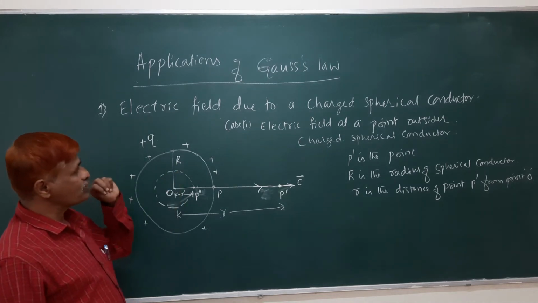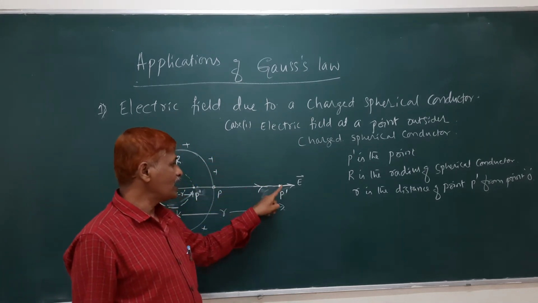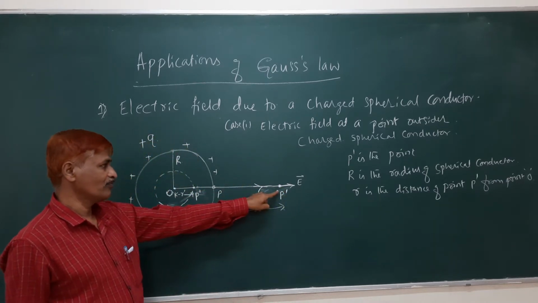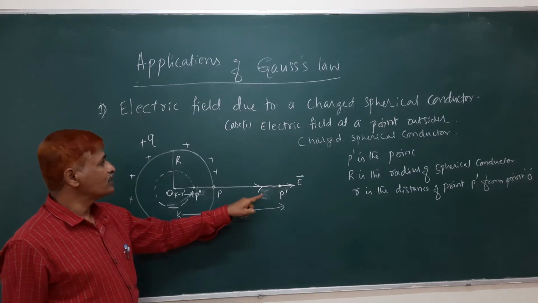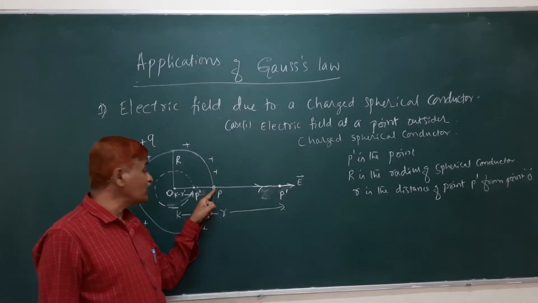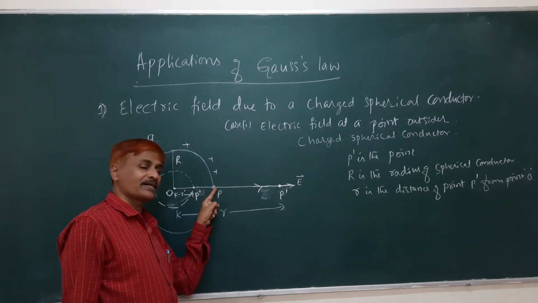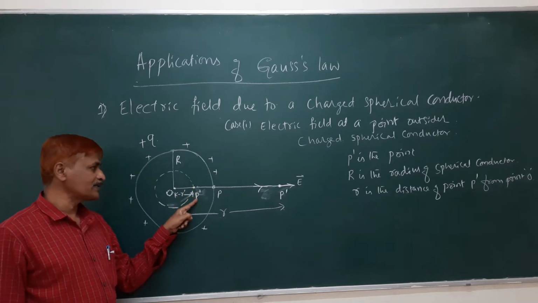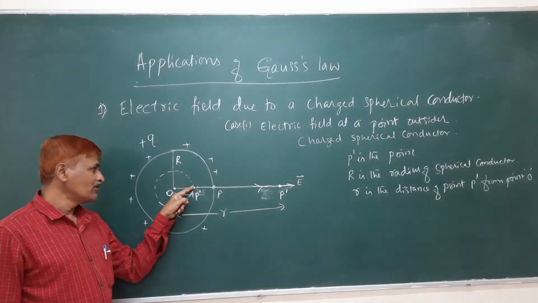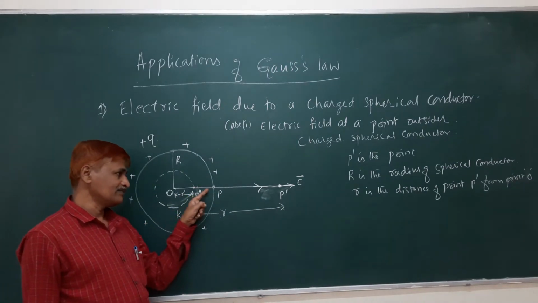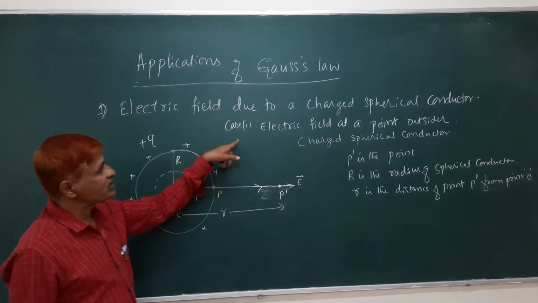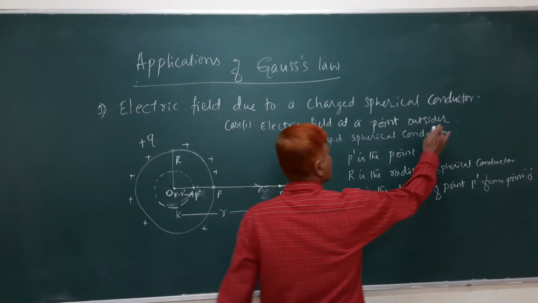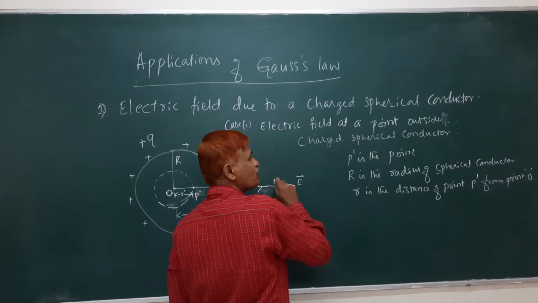Now there are three cases to discuss. First, the electric field at a point P dash which is outside the spherical conductor. In the second case we discuss the electric field at point P on the spherical conductor. And in the third case we study the electric field at point P double dash which is within the spherical conductor. Let us study first the first case, electric field at a point outside the charged spherical conductor.